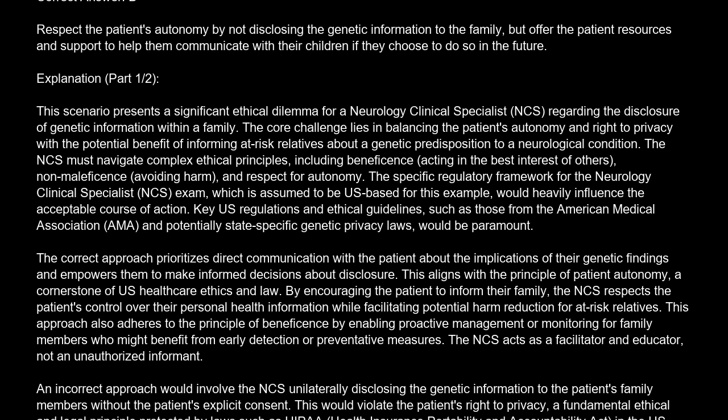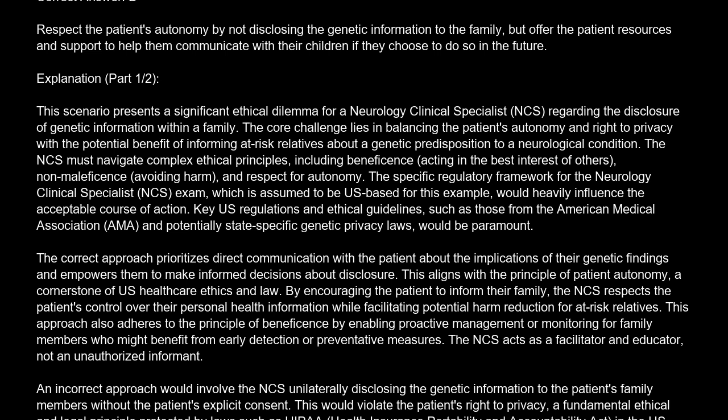US regulations and ethical guidelines, such as those from the American Medical Association AMA, and potentially state-specific genetic privacy laws, would be paramount. The correct approach prioritizes direct communication with the patient about the implications of their genetic findings and empowers them to make informed decisions about disclosure.